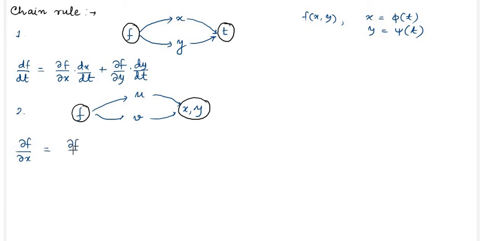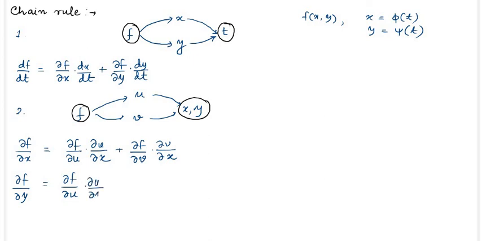This will be del f/del u into del u/del x. We are taking del because u also contains two variables x and y, so we are using partial derivatives, plus del f/del v into del v/del x. Similarly, if you want to find del f/del y, this will be nothing but del f/del u into del u/del y plus del f/del v into del v/del y. We could use this method for more than two variables also, we just have to proceed similarly for the variables involved.